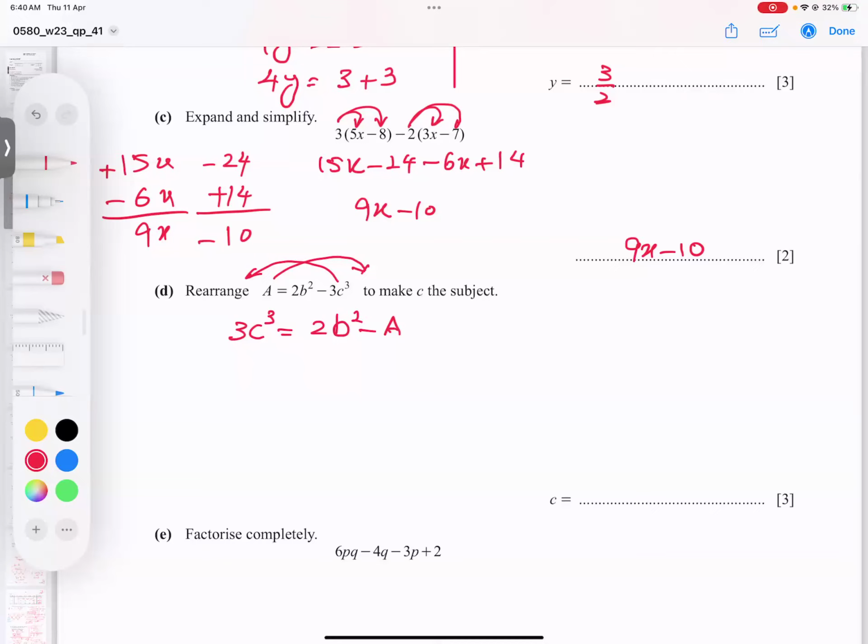All right, so after this, what to do? Because now the negative sign is eliminated, I got a positive sign. Now this 3 is disturbing us, and you know it very well. I've given an example: if 2x equals 4, this 2 will divide, x is 4 by 2. Same story, this 3 will divide. So c cube is equal to (2b to the power 2 minus a) over 3. Done, so the division is over.